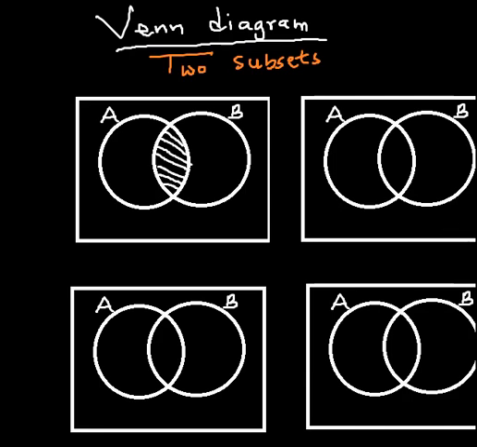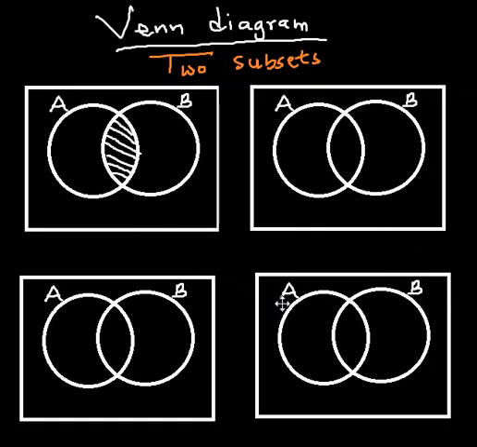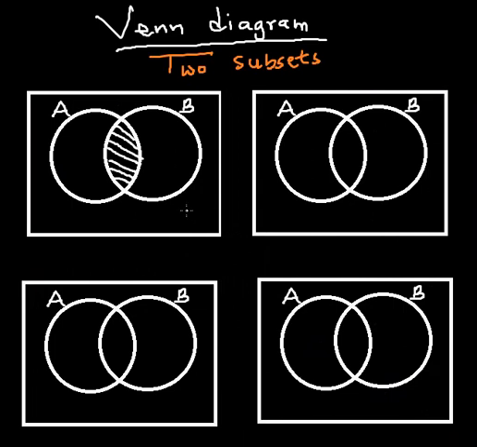Hello, welcome back. We're going to be looking at Venn diagrams. Of course, we already know that a Venn diagram is a diagram that illustrates the relationship between a universal set and its subsets.